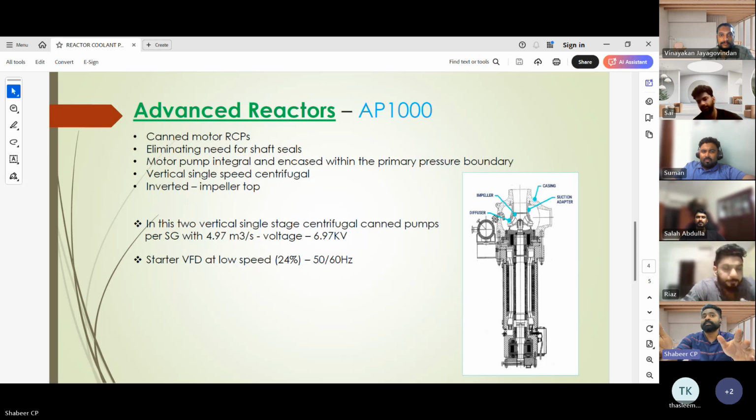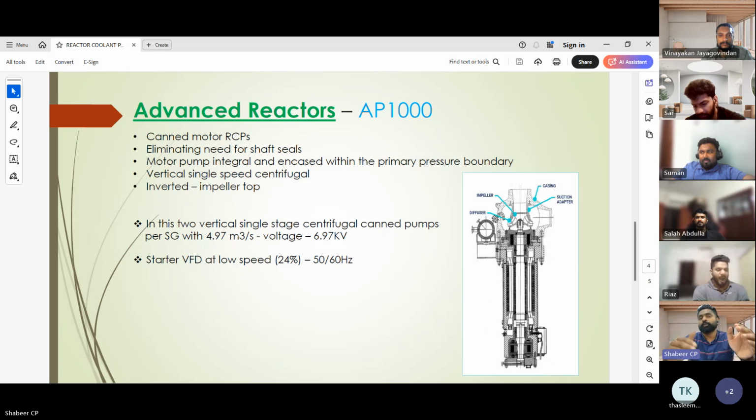Its flow capacity is about 4.97 meter cube per second. The voltage range is similar to that of a normal RCP. It's varying from 6.97 kilovolt. As we already said, there are two types of frequency all over the world, 50 hertz and 60 hertz, depending upon the electrical supply available at the site.